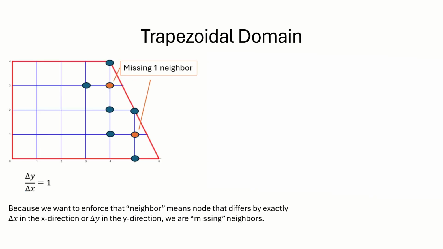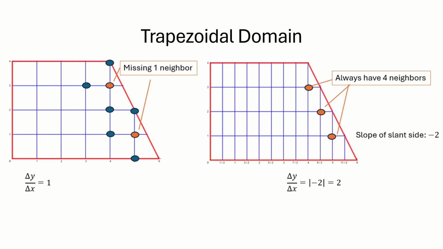Let's use the case of a trapezoid with a single slant side as an example. If we choose the x difference to equal the y difference in our grid, then we end up with nodes that are missing neighbors. What we have to do is pick the ratio delta y to delta x to equal the magnitude of the slope of the slant side. Note that you'll have to pick delta x to be the least common multiple of the side lengths of the straight sides so that we aren't missing any nodes on the other parts of the boundary.